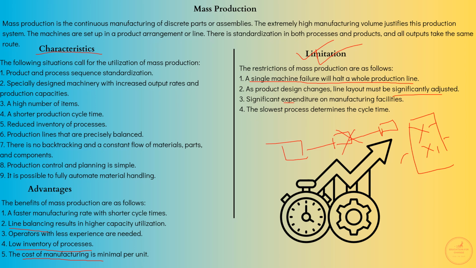Third, significant expenditure on manufacturing facilities. What does it mean? The high investment on the facility. High investment. If we added some features, that means a high investment. The slowest process determines the cycle time. Manufacturing process, the cycle time is determined by the slowest operation. That means the slowest process determines the cycle. That means if we make a full process, one process takes 7 minutes and another one takes 12 minutes. That means it should be considered as 12 minutes for the production process.